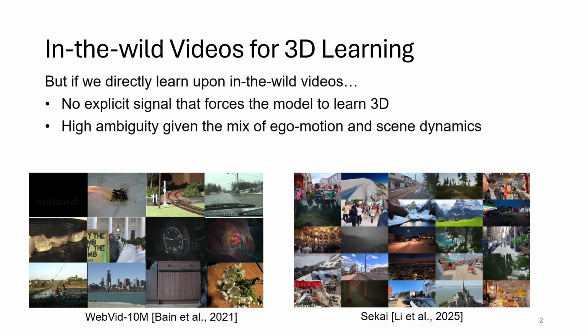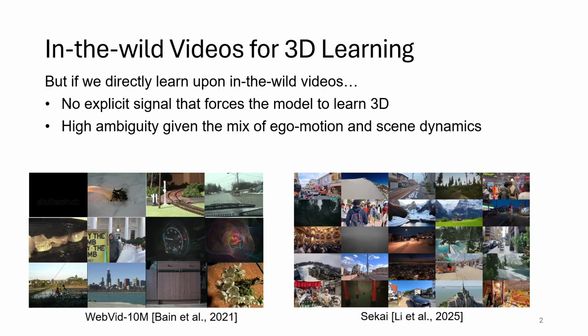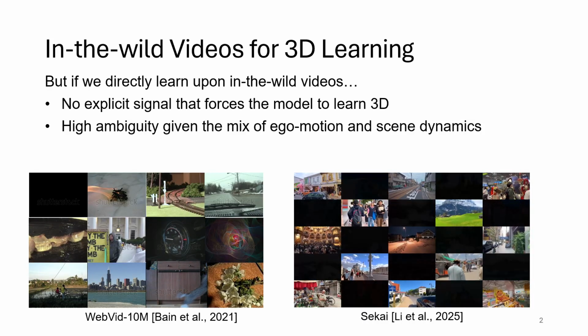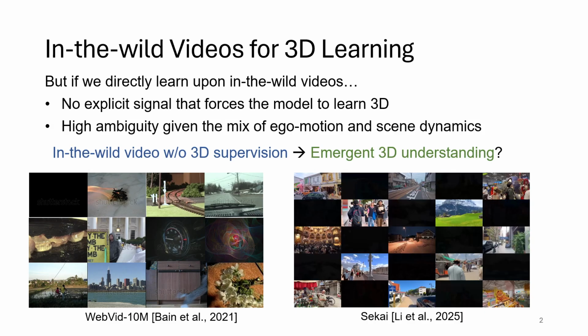If we just train on in-the-wild videos, there is no explicit signal forcing the models to learn 3D, and there is real ambiguity between ego motion and scene dynamics. So the question is, does 3D understanding emerge anyway, just from large-scale video training?